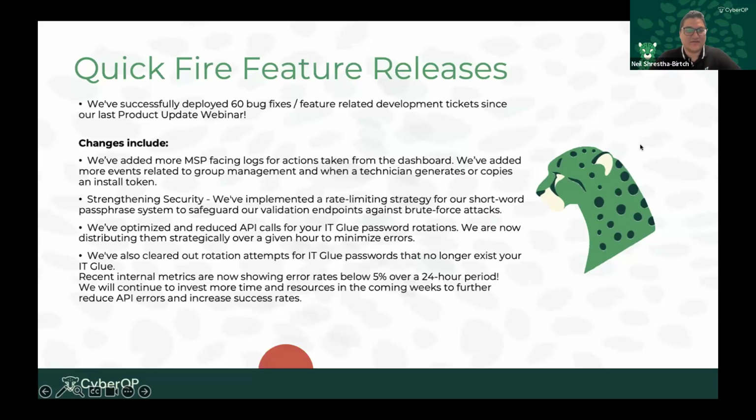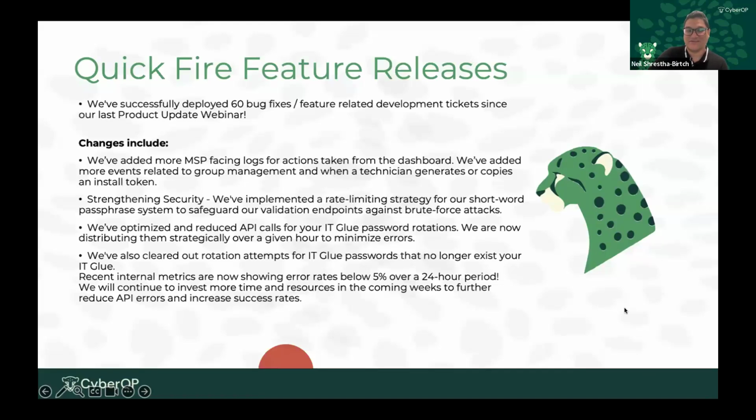We've also cleared out any rotation attempts for passwords that we're no longer seeing on your IT Glue. We identified a case where we were attempting to do some password rotations, but unfortunately on the IT Glue side, maybe that password is no longer there, or maybe the permissions were changed to make them only visible to a specific technician. So basically we were no longer seeing those passwords. Now we're just not going to attempt a rotation on those when we see them, thus reducing the amount of API calls we do. And the recent internal metrics on our side are showing error rates now below 5% over a 24-hour period. That's a really good number.